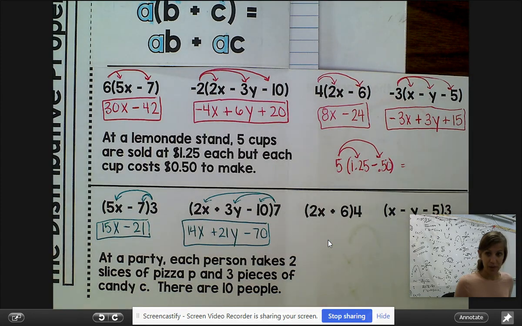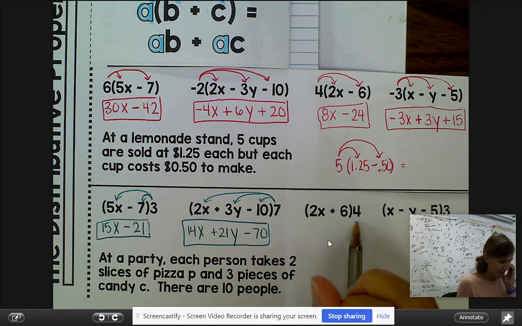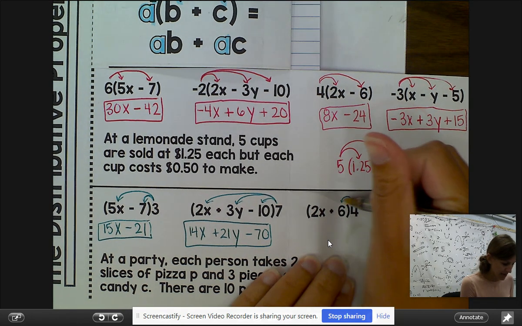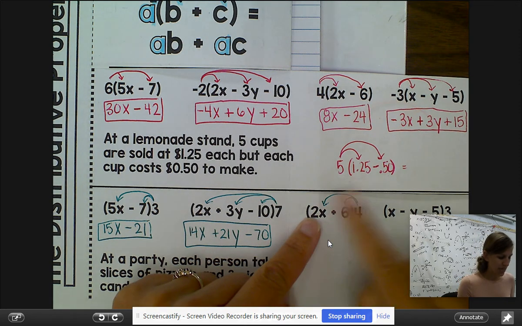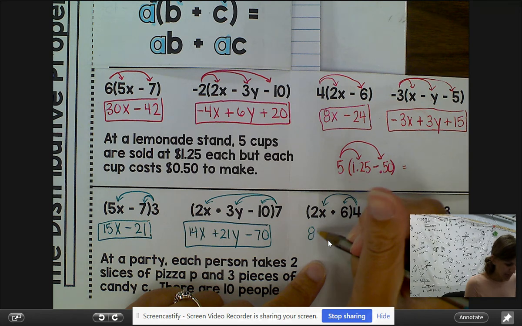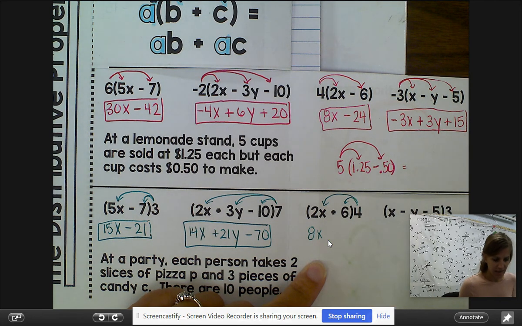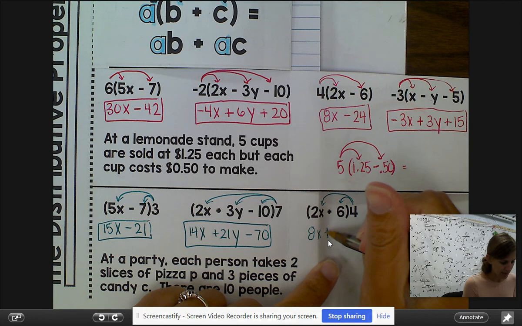Okay, 3 more, we got this. So here I have a 4 smashed on the end of this parentheses, so we're going to distribute that to both. We always distribute through multiplication, so 4 times 2 is 8 with an X chilling at the end. And then 4 times 6 is a positive 24.